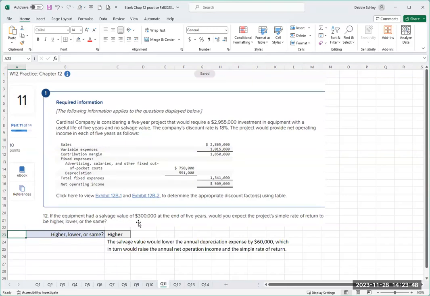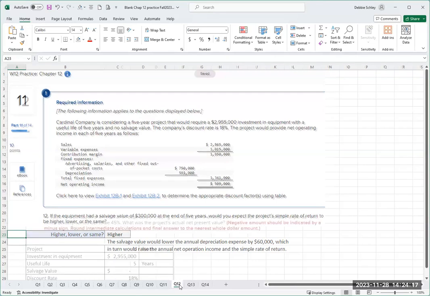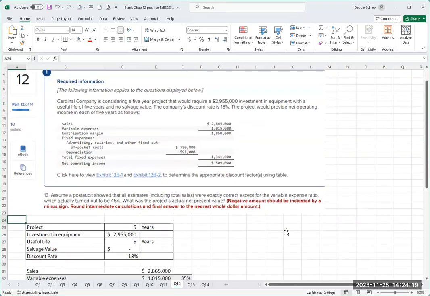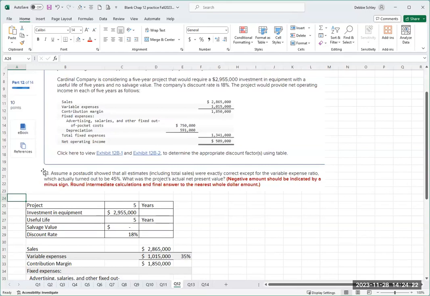If the equipment had the salvage value of 300,000 at the end of 5 years, would you expect the project's simple rate of return to be higher, lower, or the same? It would be higher because the salvage value would lower the annual depreciation expense by $60,000 in my question, which would raise the annual net operating income and the simple rate of return. So simple rate of return would be higher. Okay, now they're going to change things up on us.